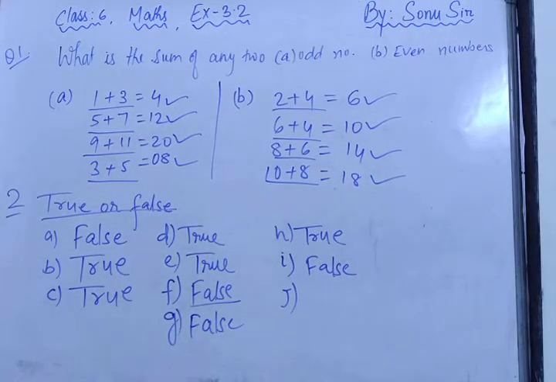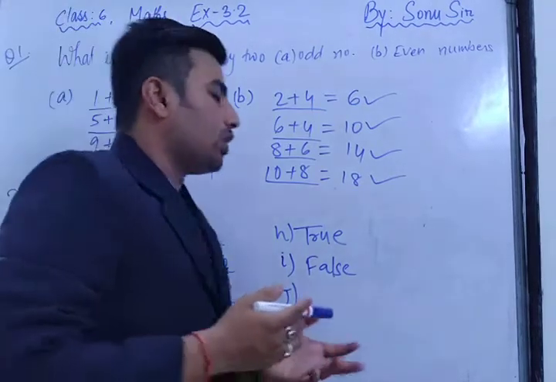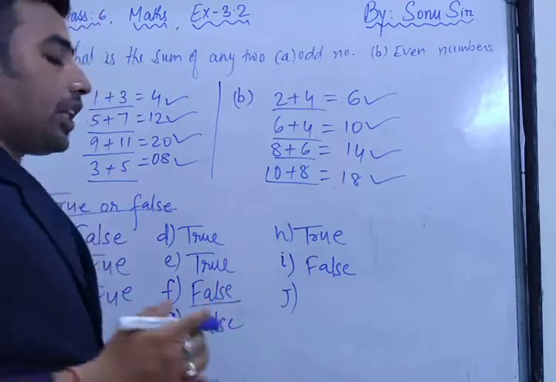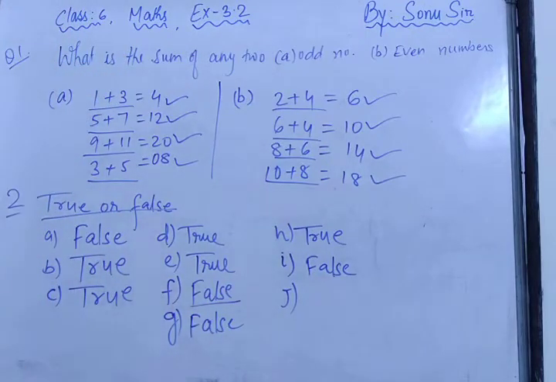Now the last question of this true and false: the product of two even numbers is always even. Yes, surely. 2 fours are 8, 6 fours are 24. Any two even numbers' product will always be even. If you have any doubt, you can tell me, but multiplying two even numbers to get an odd number will never happen, because the product of two even numbers is always even, so it is true.